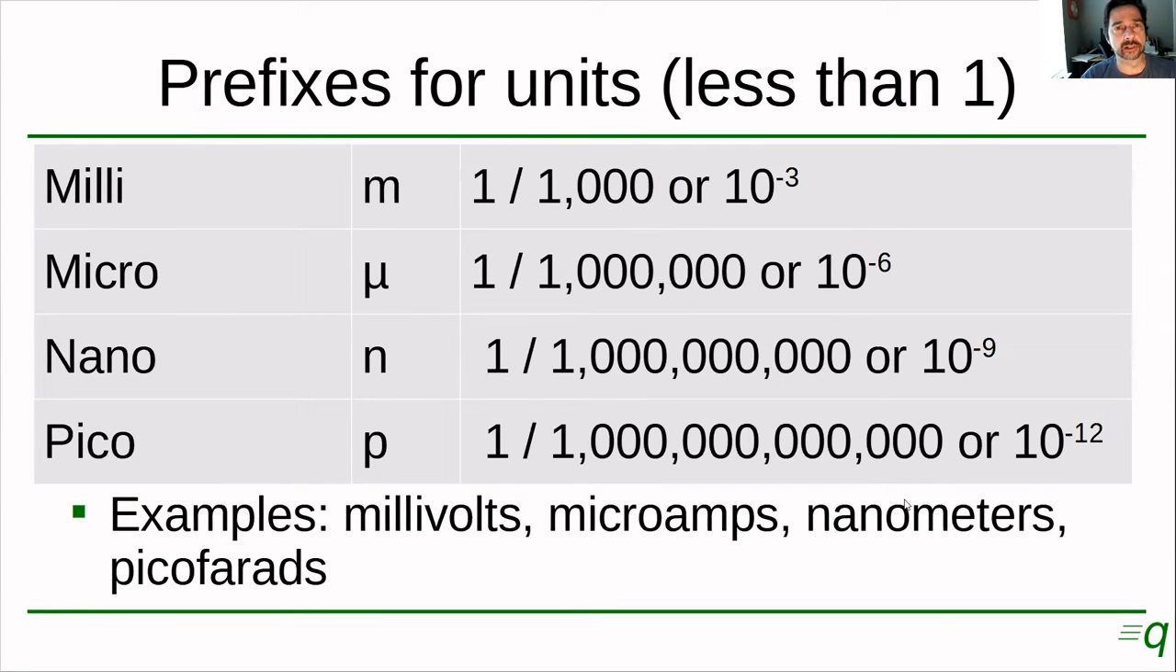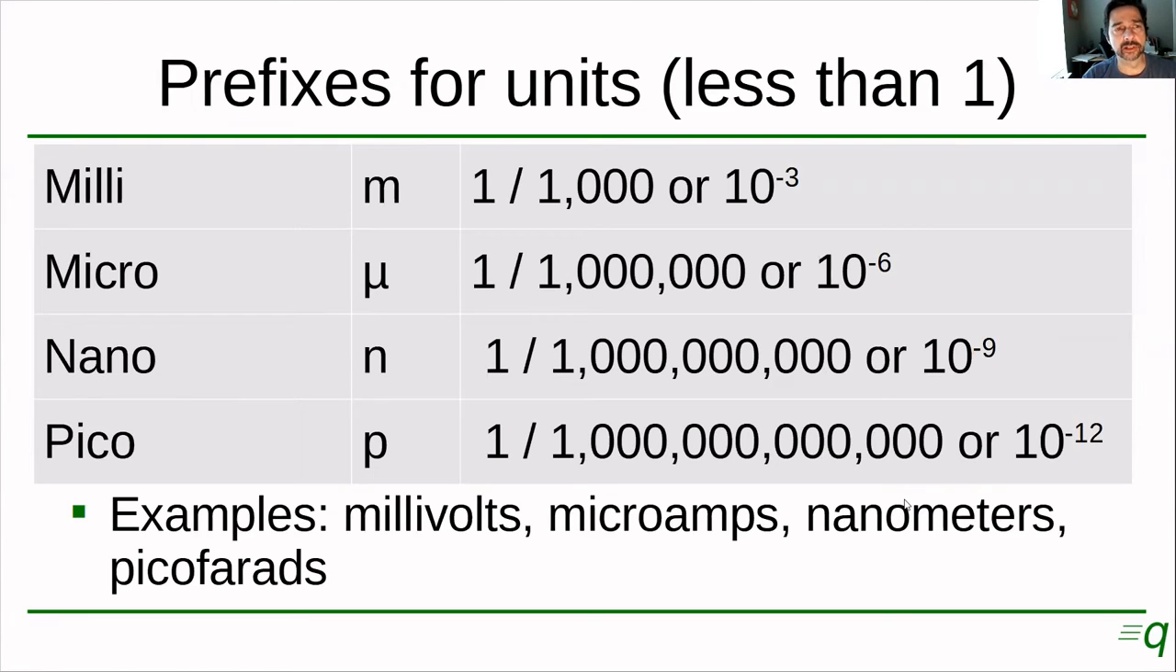The same way we have prefixes for units that are more than 1, we have prefixes for units when the number is less than 1. In this case, we have milli, which is symbolized with a lowercase m, which is one thousandth. An example of this could be a millivolt. That would be one thousandth of a volt. Then micro, which is one millionth, and it's symbolized with the Greek letter mu. An example for this could be a microamp, or a microampere.